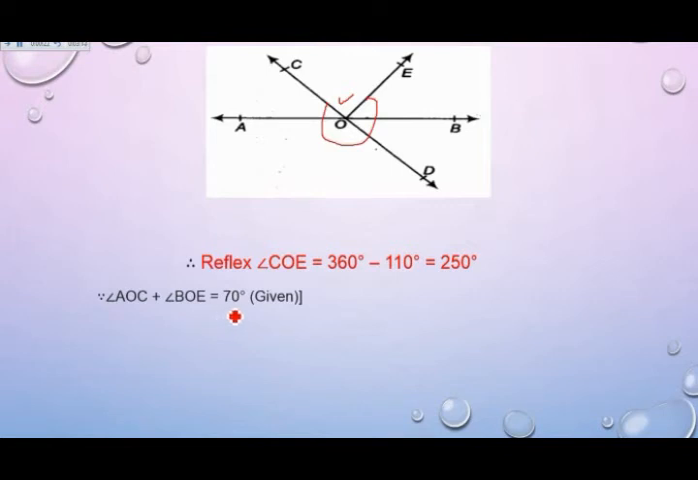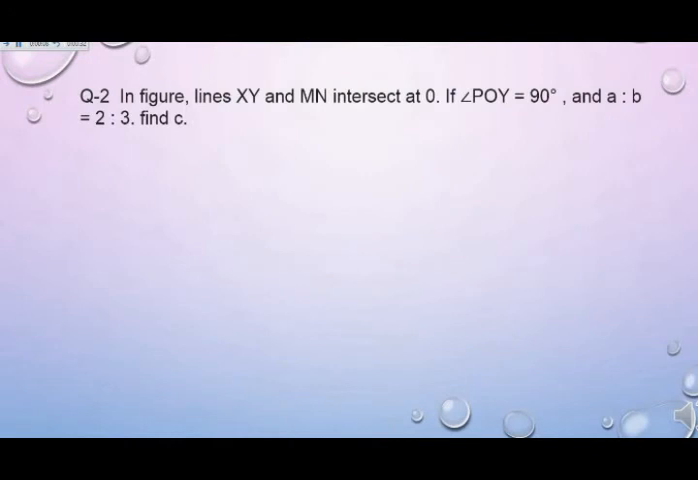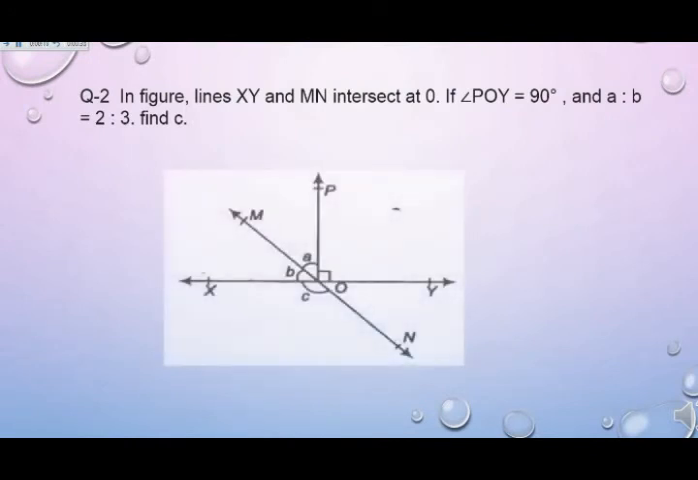Now it is given that angle AOC plus BOE is equal to 70 degrees. This is given to us. And angle AOC, that is this angle, is equal to angle BOD, vertically opposite angles. So angle BOD is equal to 40 degrees, and hence in place of AOC we can write BOD, and BOD is equal to 40 degrees, and therefore angle BOE is equal to 70 minus 40, that is 30 degrees.